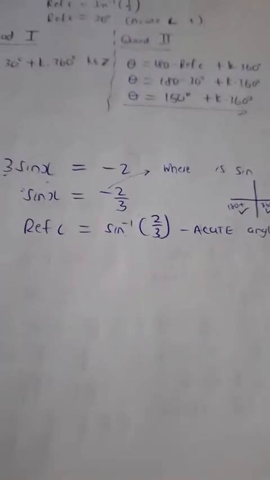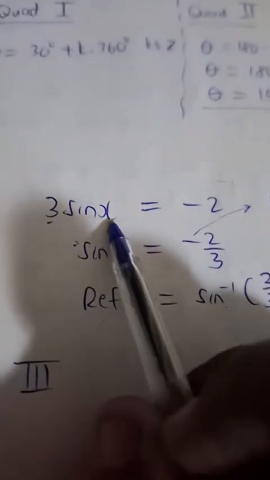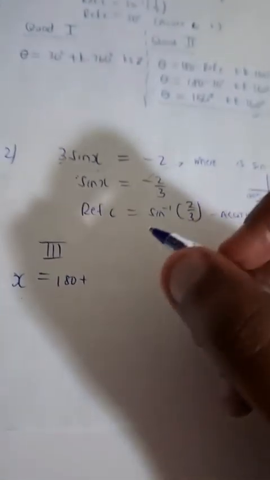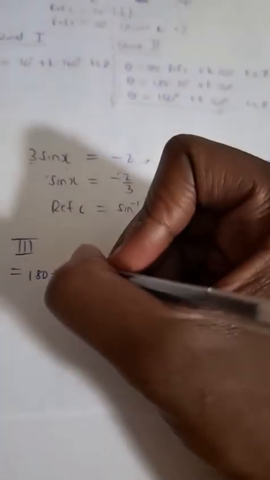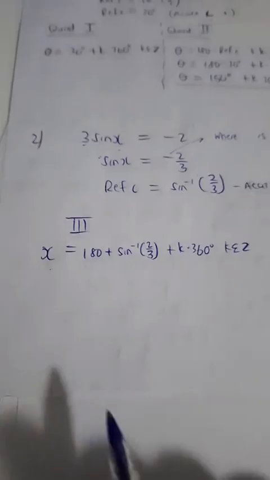Or if I am interested in only rounding off at the end, you can actually retain this here. All right, and then when you go to the quadrants, we know this is quadrant 3 and quadrant 4. So in quadrant 3, the variable is x, and it's a single coefficient x. So x is equal to 180 plus, and because I'm going to round off only at the end, I'm just going to say sine inverse of 2 over 3, plus k 360, where k is an element of integers.